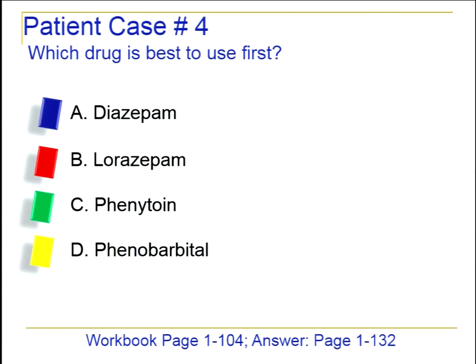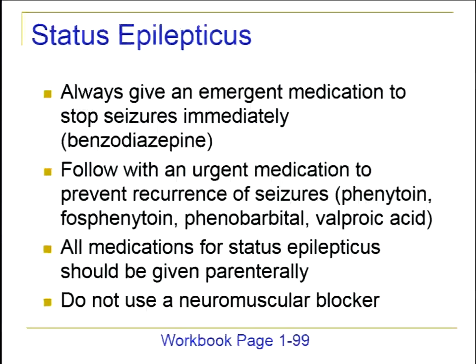All right, I'm seeing more of a mix here. The right answer here is lorazepam. So let's talk about why that is. A couple of principles for status epilepticus. We always want to give an emergent medicine to stop seizures immediately. In this case, that means a benzodiazepine. So right there, we know it's either going to be lorazepam or diazepam, right?